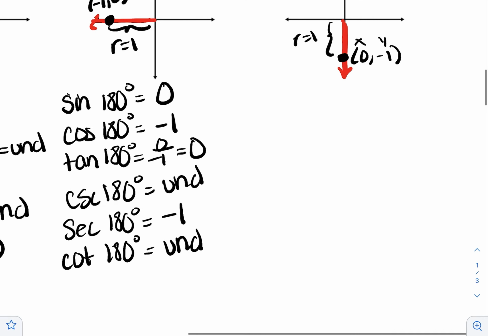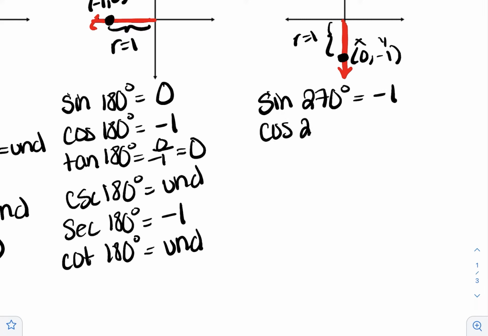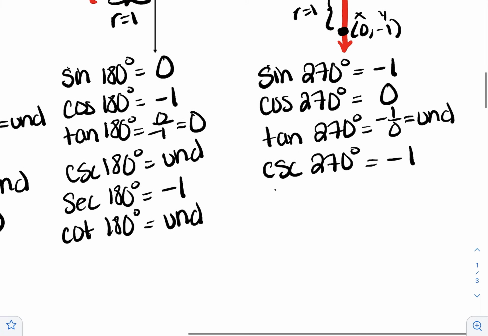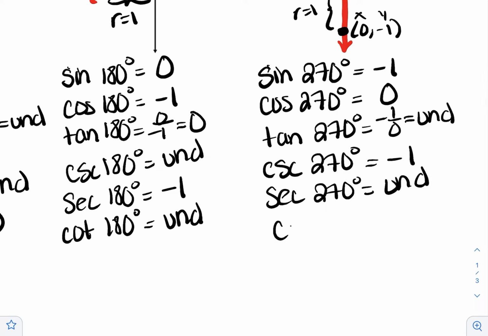Let's do the last one. The sine of 270, or 3 pi over 2, negative 1 over 1, will be negative 1. The cosine of 270 degrees will be 0. The tangent of 270 degrees will be negative 1 over 0, which will be undefined. The cosecant of 270, the reciprocal of sine, will be negative 1. The secant of 270 degrees, the reciprocal of cosine, will be undefined. And the cotangent of 270 degrees will be 0 over negative 1, which will be 0. So again, this time, tangent and secant are undefined.